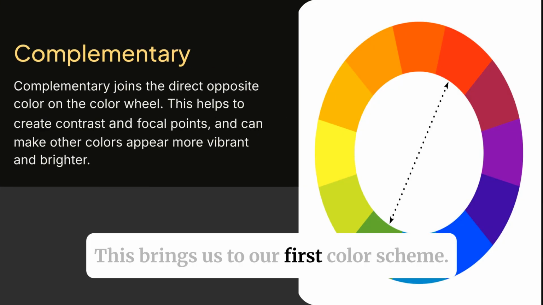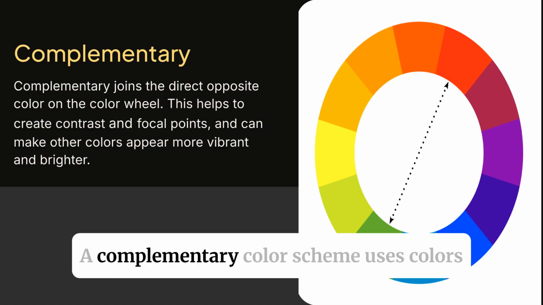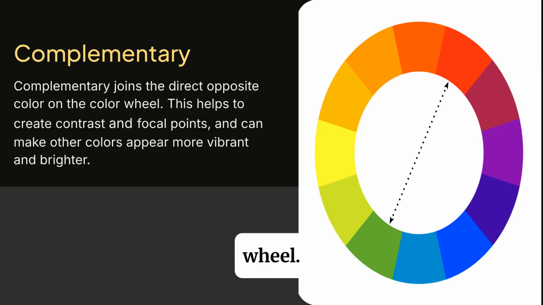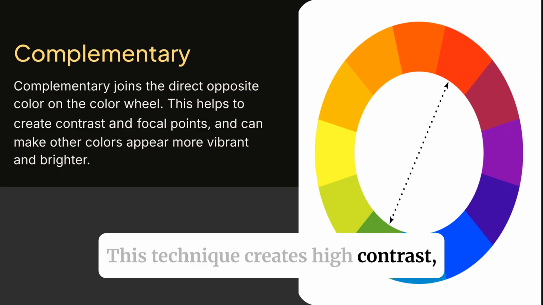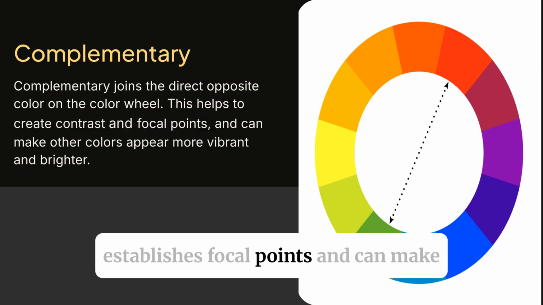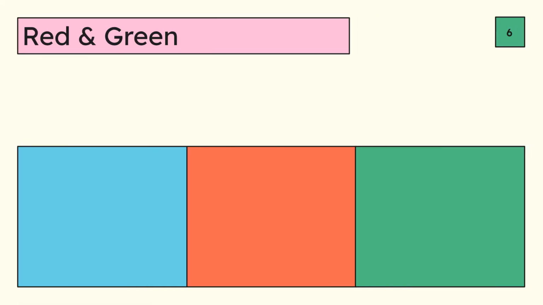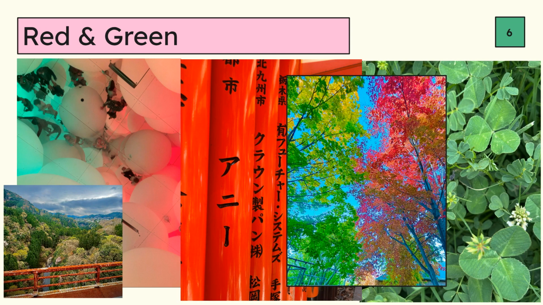This brings us to our first color scheme. A complementary color scheme uses colors that are directly opposite on the color wheel. This technique creates high contrast, establishes focal points, and can make other colors look more vibrant. This is the red and green complement. Examples in real life include natural scenes like autumn leaves or vibrant artificial lighting setups.